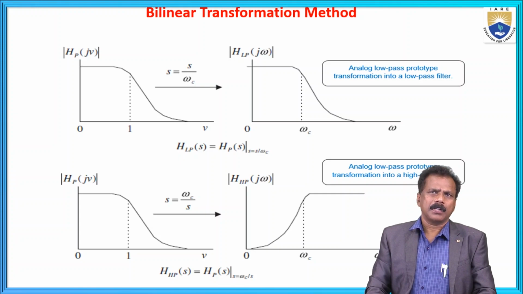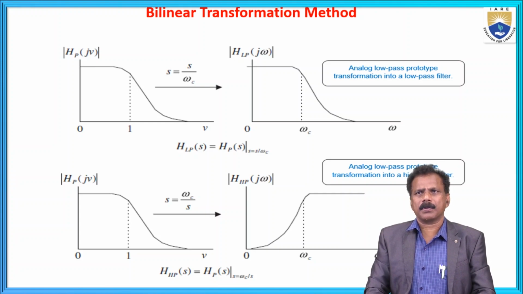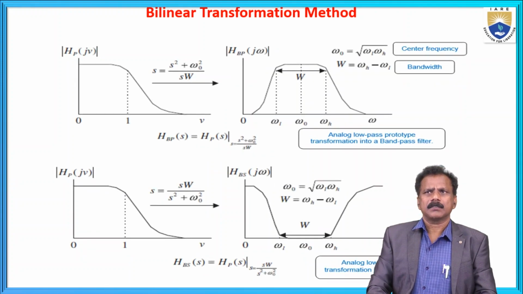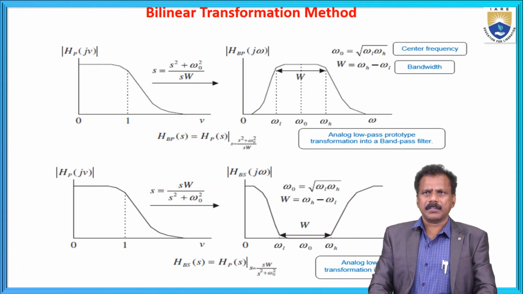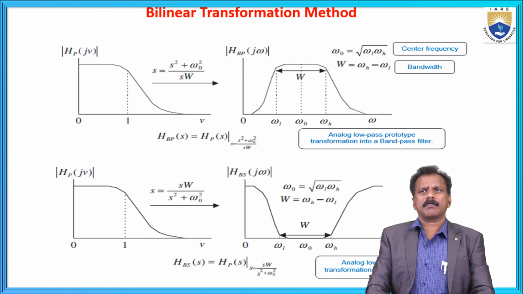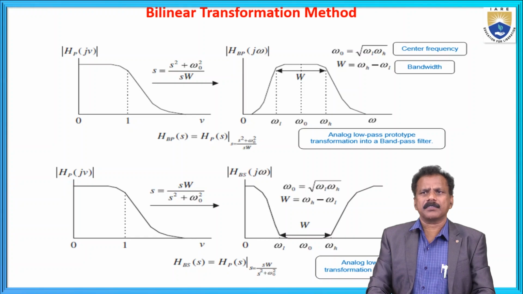Here s is equal to s by omega c, and that is the analog low pass prototype transformation into a low pass filter. Like this, the center frequency and bandwidth we can easily observe, but this facility is not there in the impulse invariant methodology. By bilinear transformation, the center frequency and bandwidth, and the analog low pass filter prototype transformation to the band pass filter, can be observed graphically and numerically, especially in the bilinear transformation method.